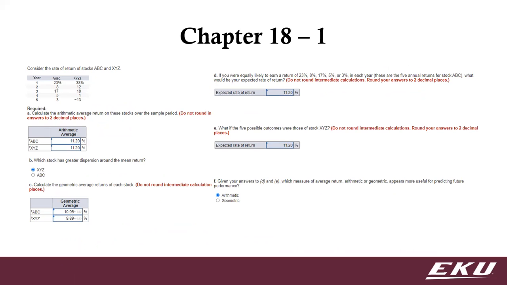So they're giving us rates of return over 5 years for 2 different stocks. And so they want the arithmetic and the geometric average returns. So arithmetic is where you add it up and divide by the number. Geometric is where it would be 1 plus the rate of return for each of those multiplied together, and then you take the nth root. So arithmetic is adding, and then the geometric is multiplying.